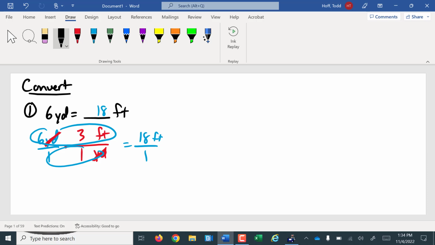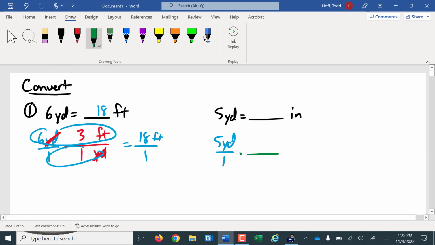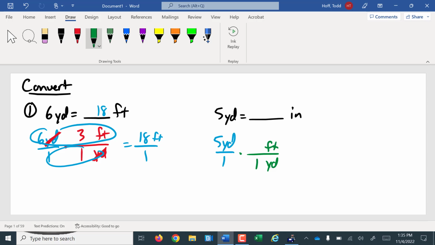Let's look at something like 5 yards going into inches. Gotta love that reaction. So 5 yards, put it over 1. And it's going to take a couple of conversion factors here. Put yards on bottom so it cancels out. We could go into feet. 1 yard is 3 feet again.